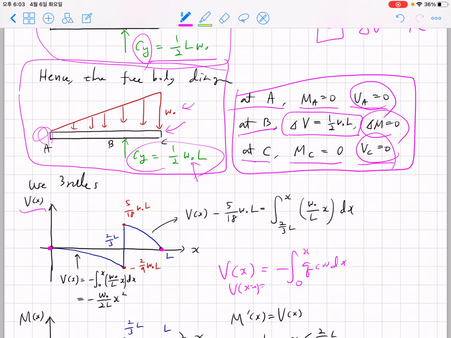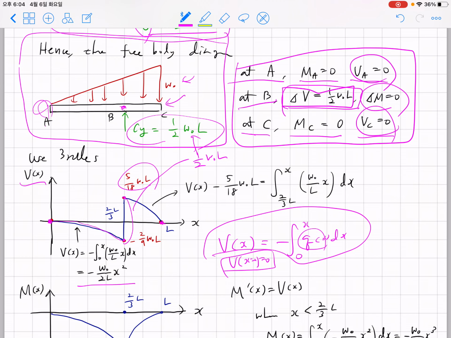support. Then from here to the end, you have to integrate V(x) minus the value at this point, integrating from the 2/3 point to an arbitrary x. Then you can obtain the distribution from this support to the end. Because it has positive Q(x) and the magnitude of Q continuously increases from 0 to L, the slope exponentially increases in magnitude. So this is the V distribution.